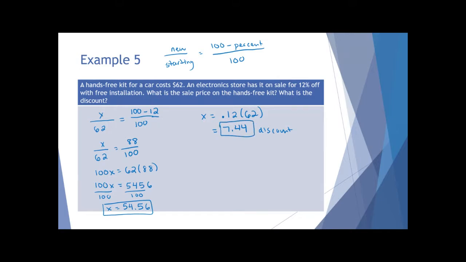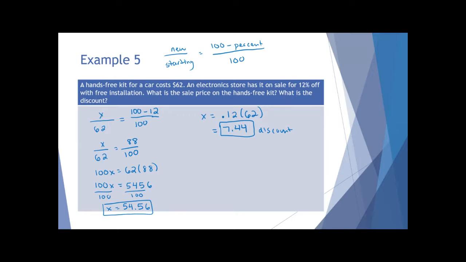And if you do 62 minus 54.56, you get the same exact number. So the alternate way is to figure out the discount first, figure out what 12% of 62 is, and then subtract that from 62 to get the sales price. So you can do it either way.